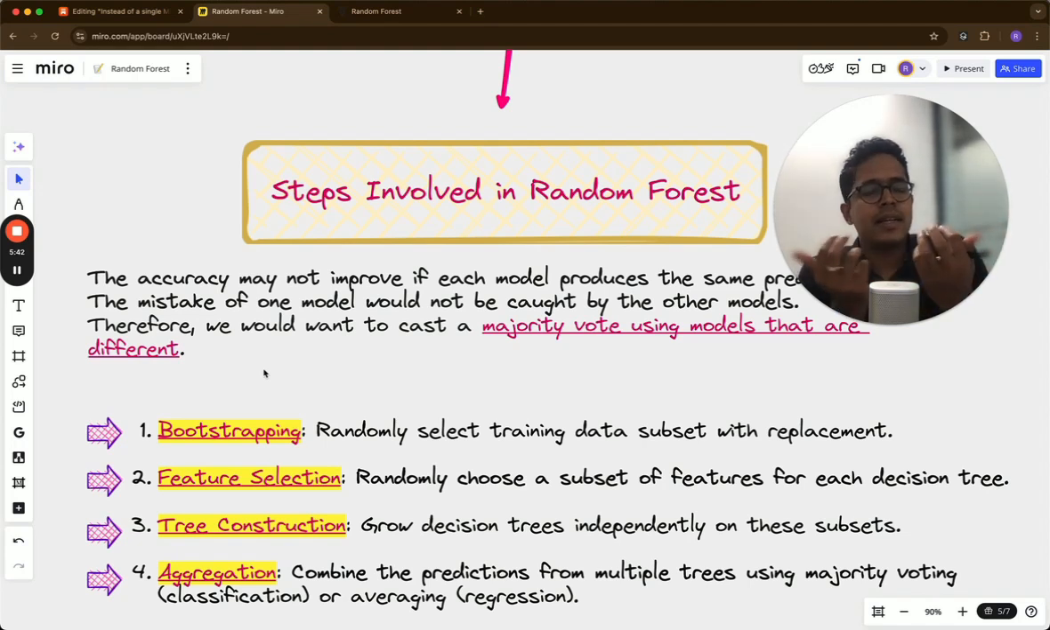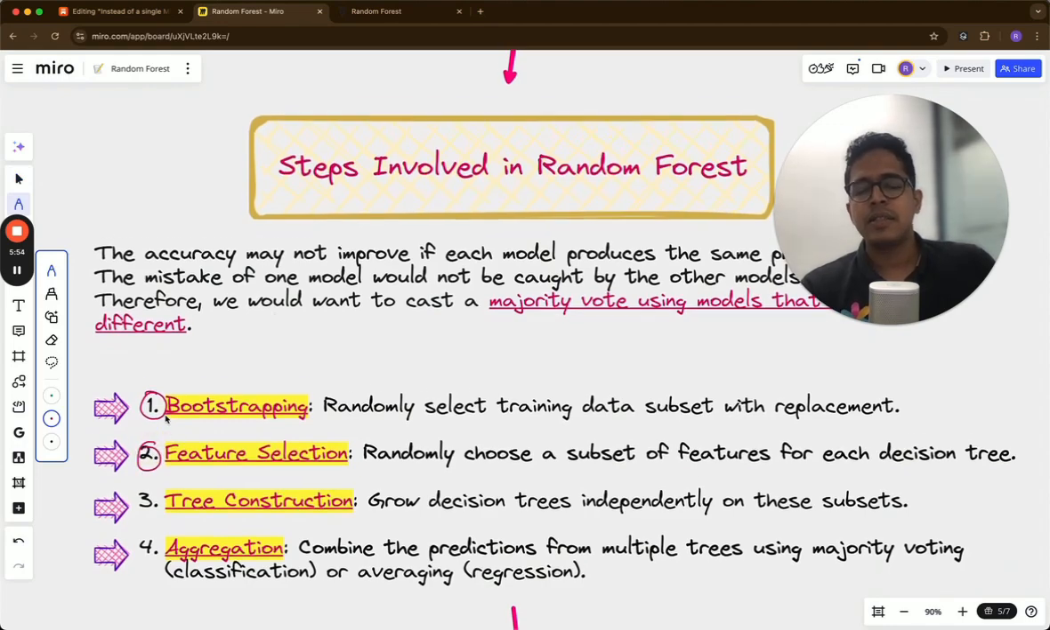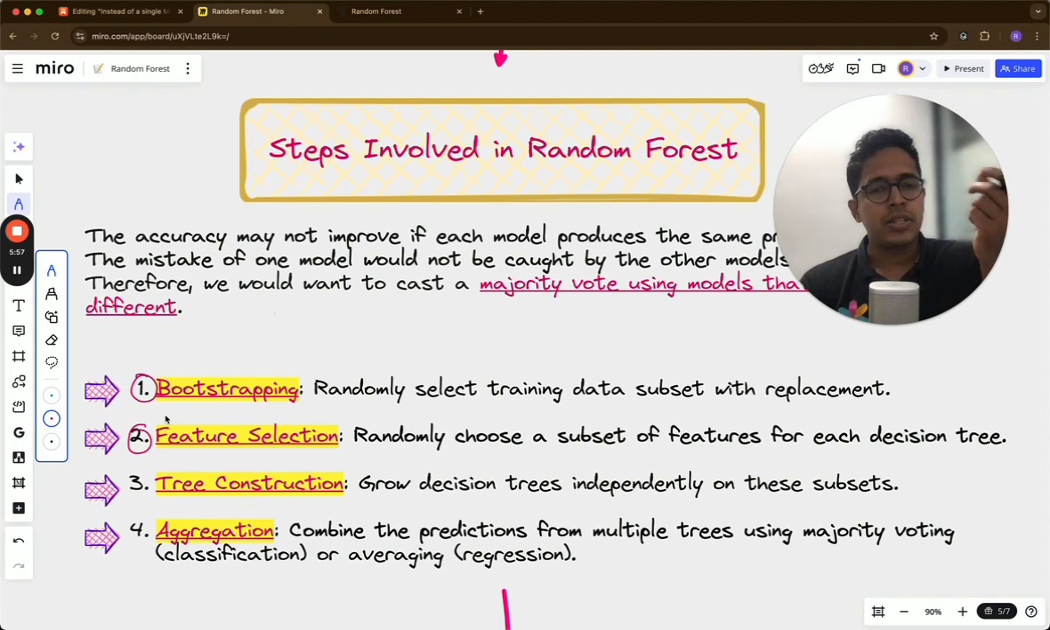It's just that it has to be random. The process of drawing data to make the subset has to be random. Same thing you do for features. So bootstrapping means you create a subset of training data for a tree. Feature selection means you randomly choose a subset of features for each individual decision tree. And then you construct the individual trees based on finding at every node what is the right feature and what is the right threshold to use. We will discuss this in detail in a few minutes.